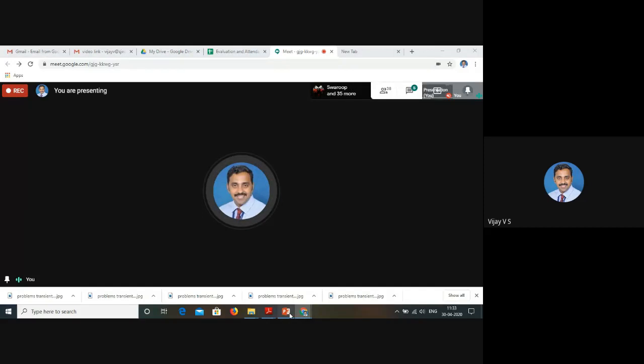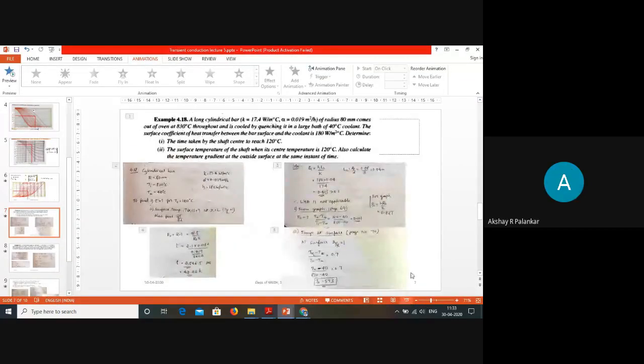Okay, let us go to the presentation. This is the problem we were discussing. Ti, T infinity, K, alpha and H, everything is given. Alpha is given in meters square per hour, so we have to convert that. Now what they are asking is, find the time taken for the center to reach 120. Initially it is at 830 degrees centigrade, surrounding is 40. How much time does it take to reach from 830 to 120? Time we have to calculate.